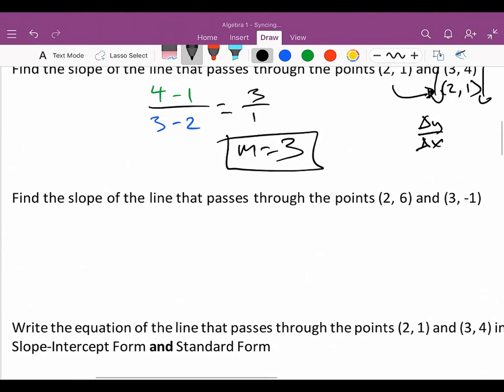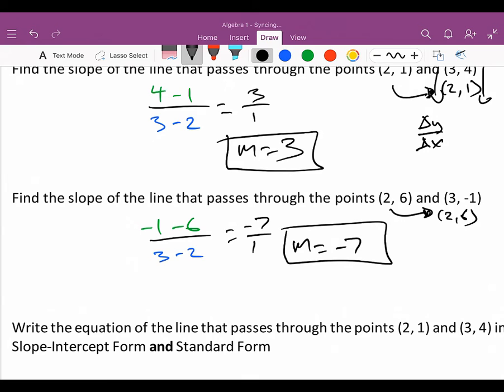Let's check the other example. Again, you can stack them. That just tells me to subtract the second numbers, the y's, first. So negative 1 minus 6 over 3 minus 2. That would give you negative 7 on top over 1. Your slope would be negative 7.